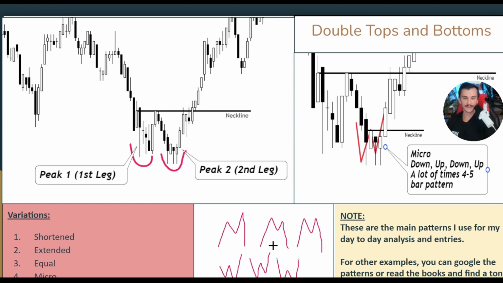And I've actually listed out or kind of drawn out the different variations of those double tops and double bottoms. Where you have your first peak lower than the second peak, this would be considered an extended. Where you have your second peak shorter than the first peak, this is going to be considered a shortened version. And of course, whenever the tops are equal, that would be considered an equal variation of a double top.